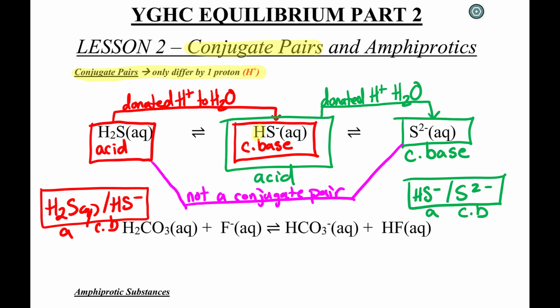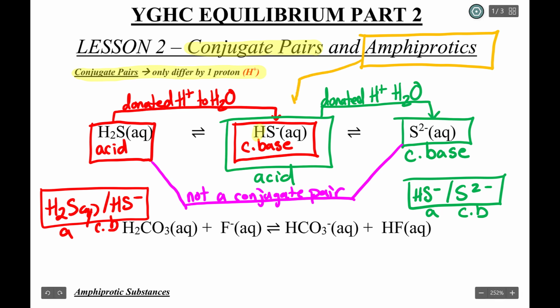Now the other interesting thing here is HS minus in one scenario is acting as a base. Okay, so in red it's acting as the base, but in green it's acting as an acid. Whenever you have something that can do both jobs of being an acid or a base, it's considered an amphiprotic species. So an amphiprotic species can both donate a proton, at least one, so here's its proton, it could donate that, or it could accept a proton. Because it's negatively charged, it can accept. So we're going to spend more time later in the lesson talking about amphiprotics, but this is the first time we're going to see this.